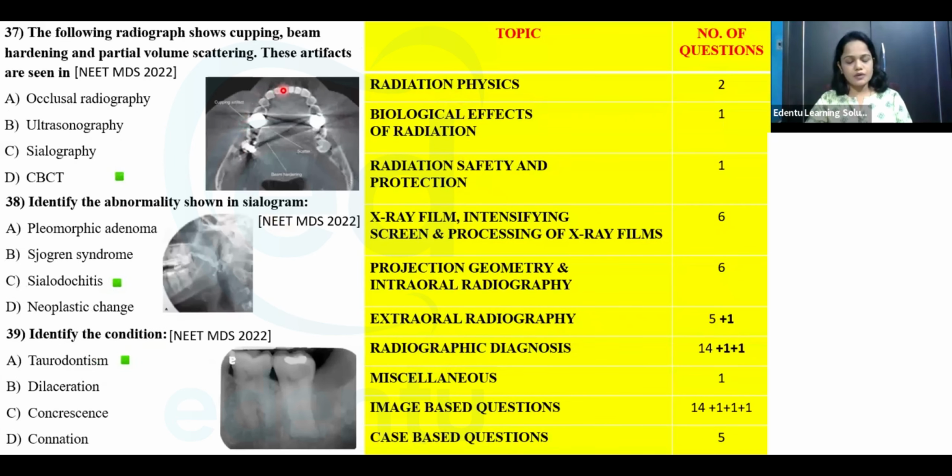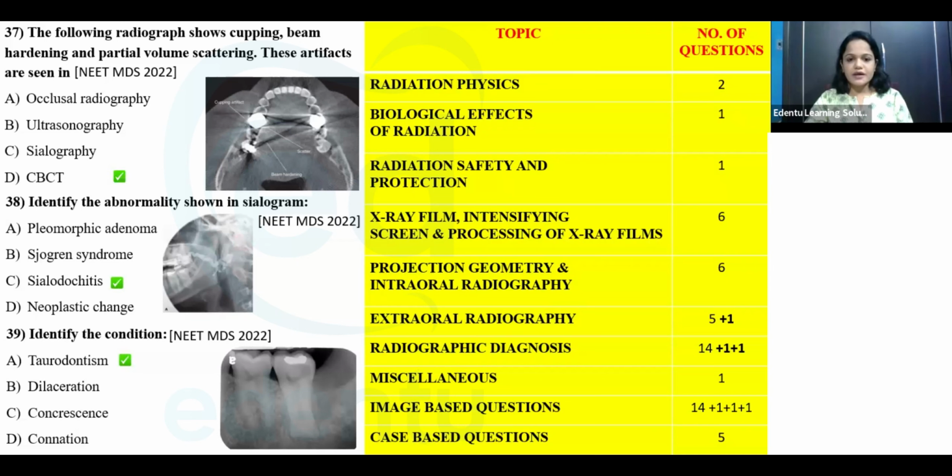The next, all three are image-based questions. One is about artifacts like cupping, beam hardening, and partial volume scattering, which are all seen in which radiograph? It is CBCT and extraoral radiography. So we included it under the extraoral radiography. Then again, a xylogram is given, and a pathology of the xylogram is given.